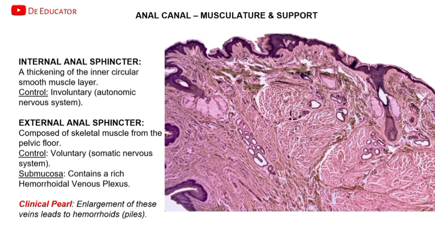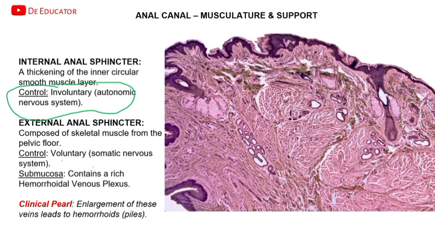Okay, so the internal inner sphincter is the thickening of the inner circular smooth layer, and it is controlled by the involuntary nervous system, or autonomic nervous system. The external inner sphincter is composed of skeletal muscle from the pelvic floor. So because it's skeletal muscle, it's definitely controlled by voluntary. If it is smooth muscle, it's involuntary. So these are basic physiology that you should know.